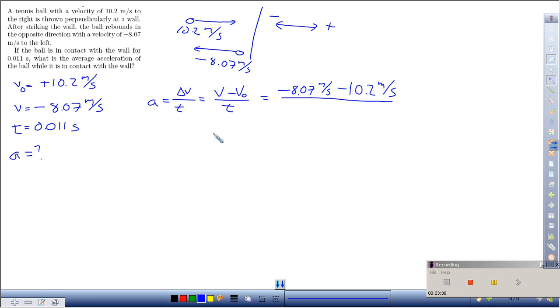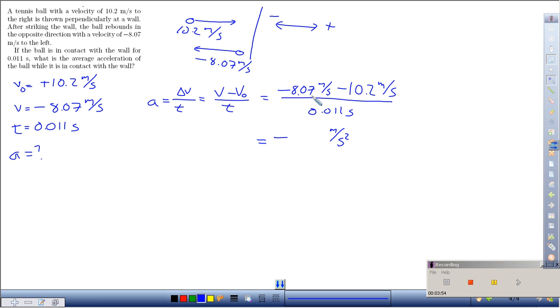Divided by my time, which is a tiny little number, 0.011 seconds. So this is a tiny little number. This is going to be a pretty big number. That's going to be a pretty significant negative number. So my acceleration is going to be negative, some pretty significant number. And this is meters per second divided by seconds. So that's going to give me meters per second squared.